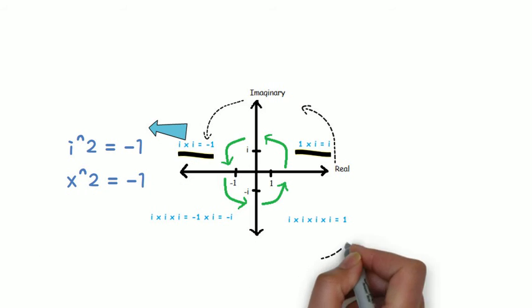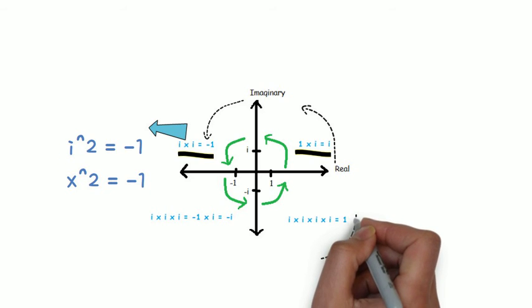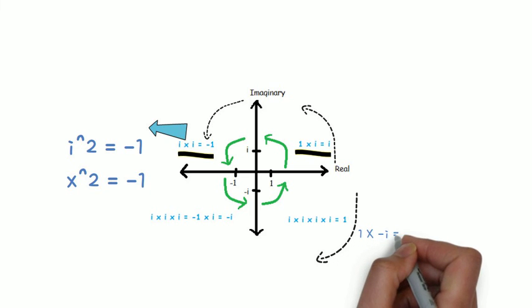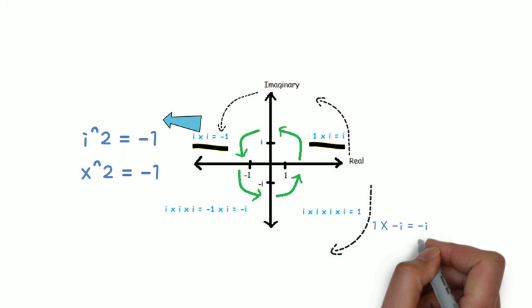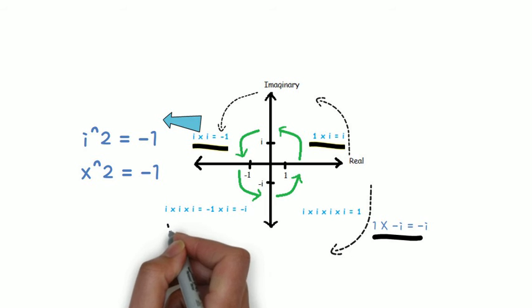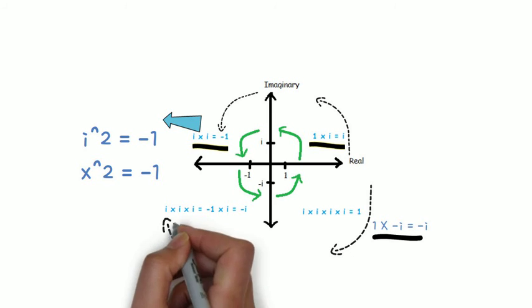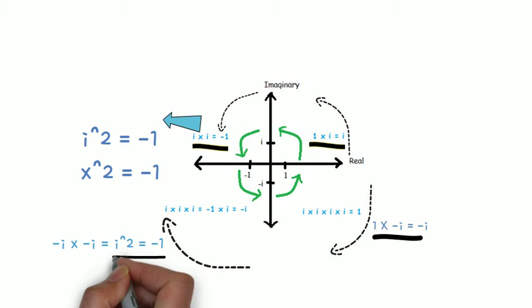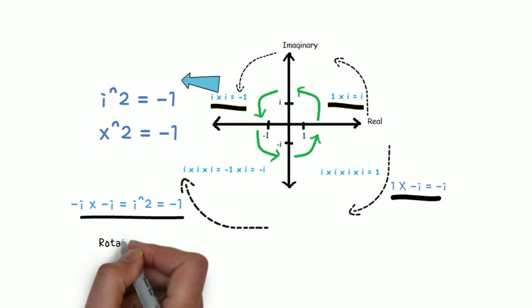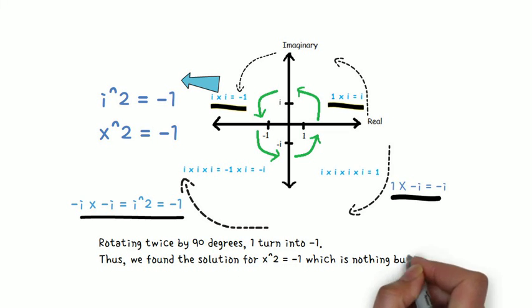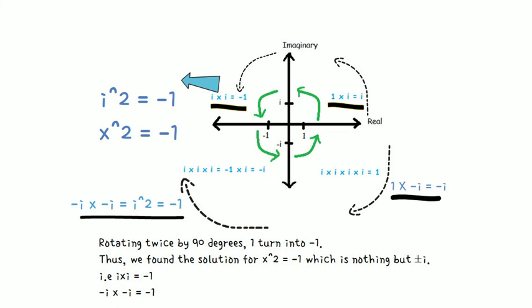Let's see what happens if we do the same in the clockwise direction. Now rotate 1 by 90 degrees clockwise. It enters the imaginary dimension minus i. That is, 1 into minus i equals minus i. Rotate it again by 90 degrees clockwise. It turns into minus 1 again. That is, minus i into minus i equals i square equals minus 1. Rotating twice by 90 degrees, 1 turns into minus 1. Thus we found the solution for x square equals minus 1, which is nothing but plus or minus i.